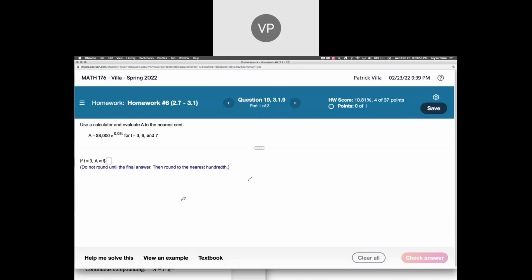Okay, so in this particular formula right here, I always like to rewrite it a little larger, just so I know what in the world I'm doing here. A equals 8,000 e to the 0.08t, and what they want us to find is, use a calculator, evaluate A to the nearest cent, and they give you 3 different t values. So let's say, starting with the first one, t equals 3.